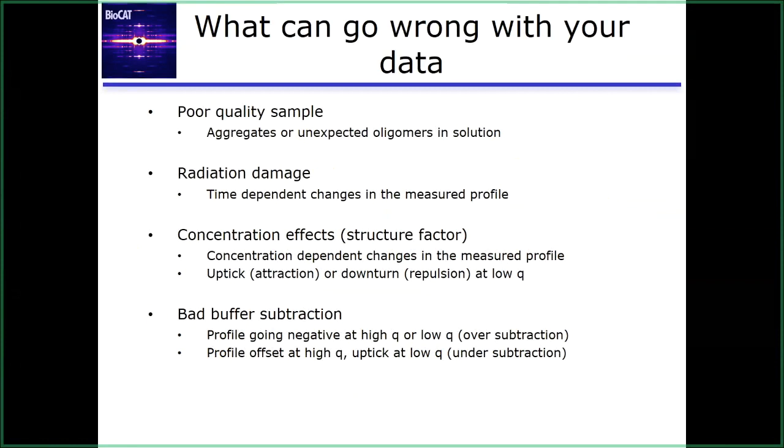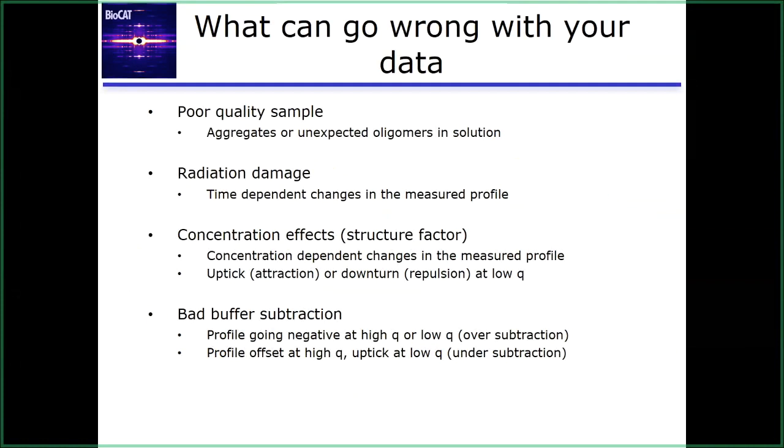The final thing that can go wrong, and kind of the most insidious in some ways, is what Kushal mentioned. You can have bad buffer subtraction. If your buffer match is not good, when you do the subtraction, because the protein doesn't scatter that much more than your buffer itself, it's going to mess up the profile that you measured. Even a little bit off can throw off your results significantly. And typically, this will look like either the profile going negative at high Q or low Q, which is over subtraction, or the profile being offset at high Q and having an uptick at low Q, which is under subtraction.